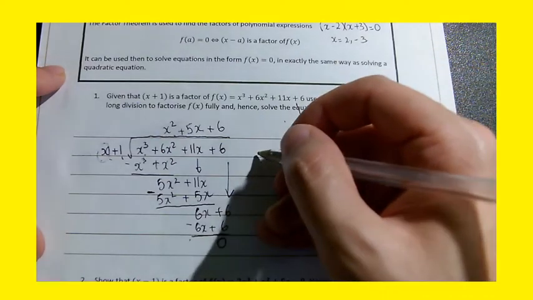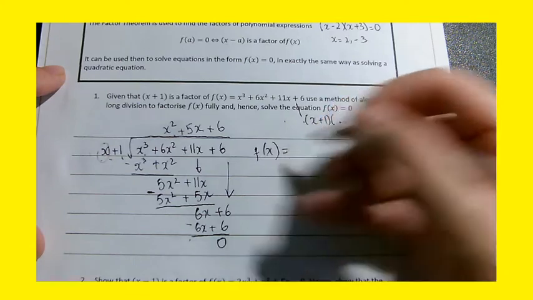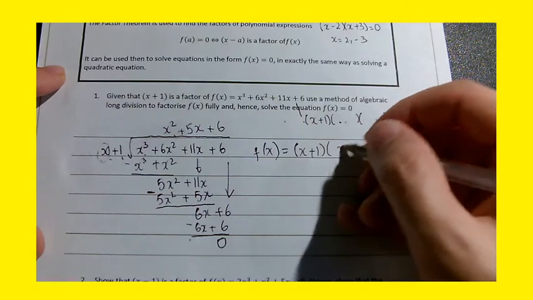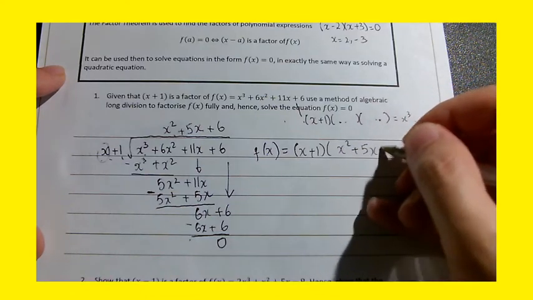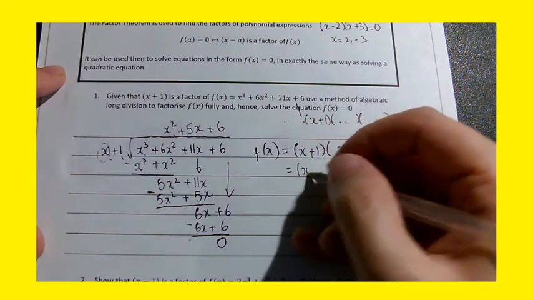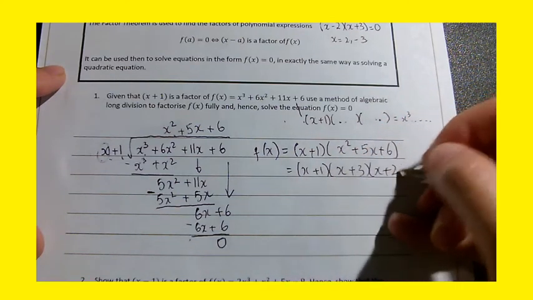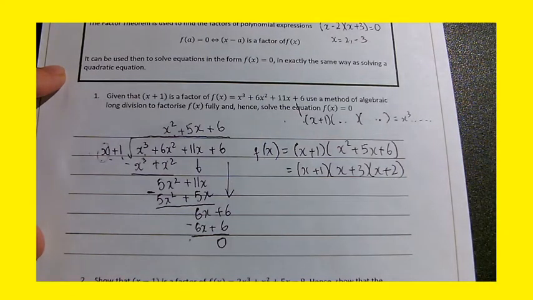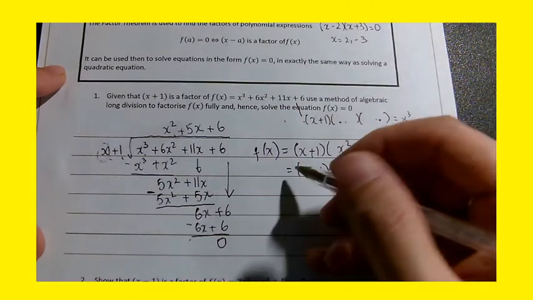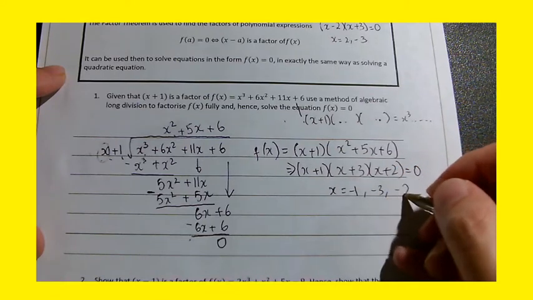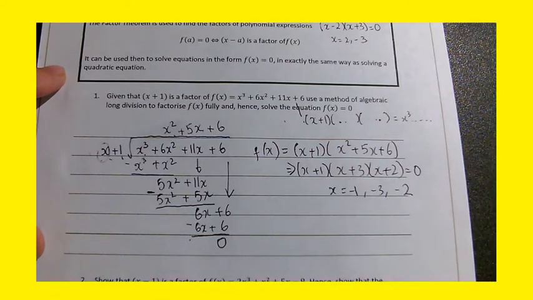So that tells me this cubic function can be rewritten as x plus 1 and x squared plus 5x plus 6, which can be further factorized to x plus 3, x plus 2. Okay? And to solve the equation, make it equal to 0: x equals minus 1, minus 3, minus 2. Okay, so essentially what we've learnt to do is factorize a cubic.